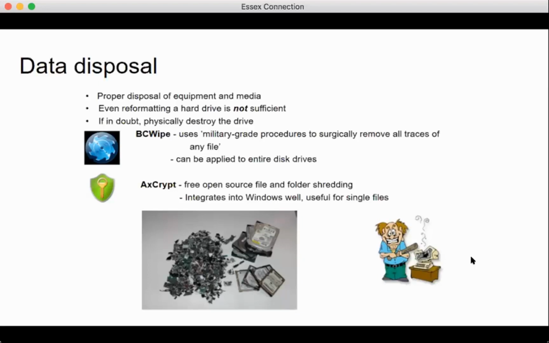So if it is incredibly sensitive data, personal data, the only way to ensure its complete destruction is to physically destroy the hard drive. And there are specialist services that can do this. Again, check with your institution or university, and they should have guidance on this.